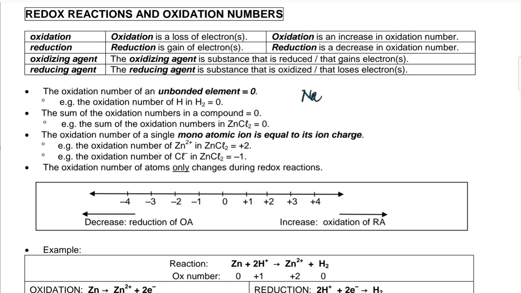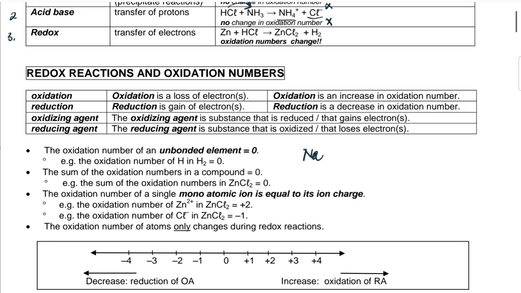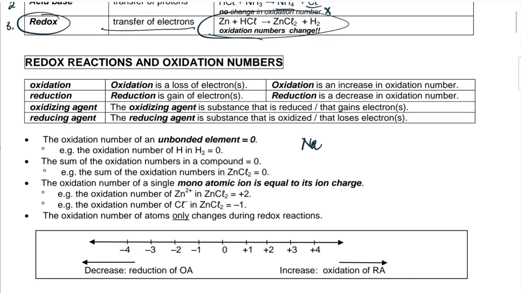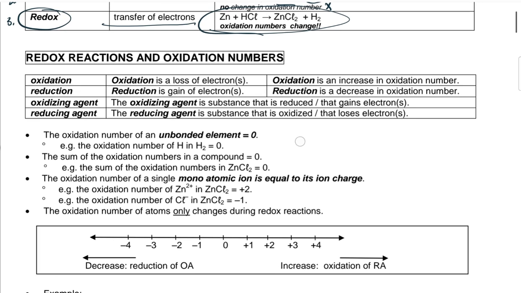Or let me make an example, taken from, let me see, I can use this one. Transfer of electrons. This is the definition of the redox reaction. So for this redox reaction, I'm having Zn plus HCl. Then I'm having ZnCl2 plus H2.